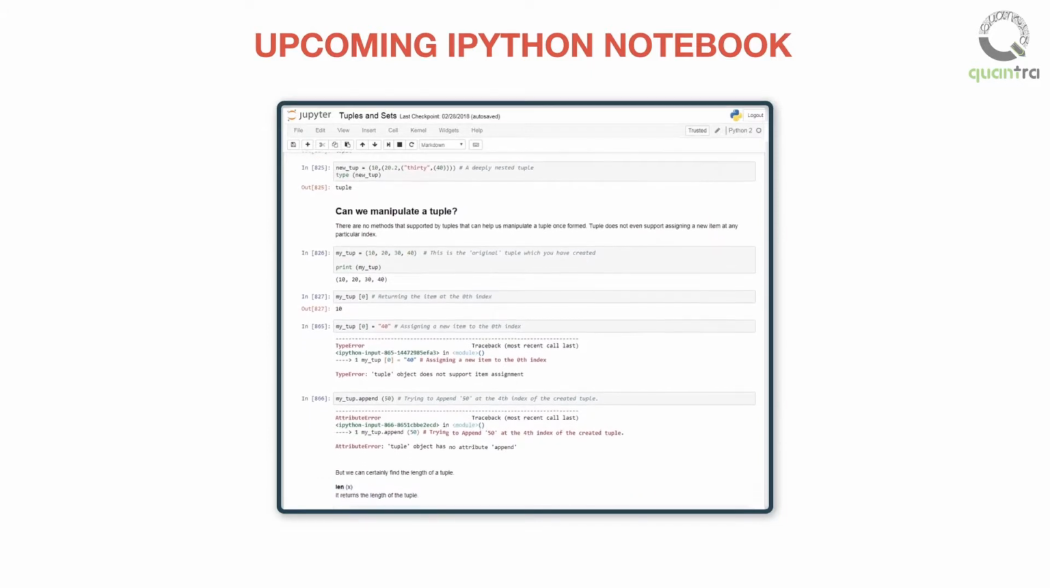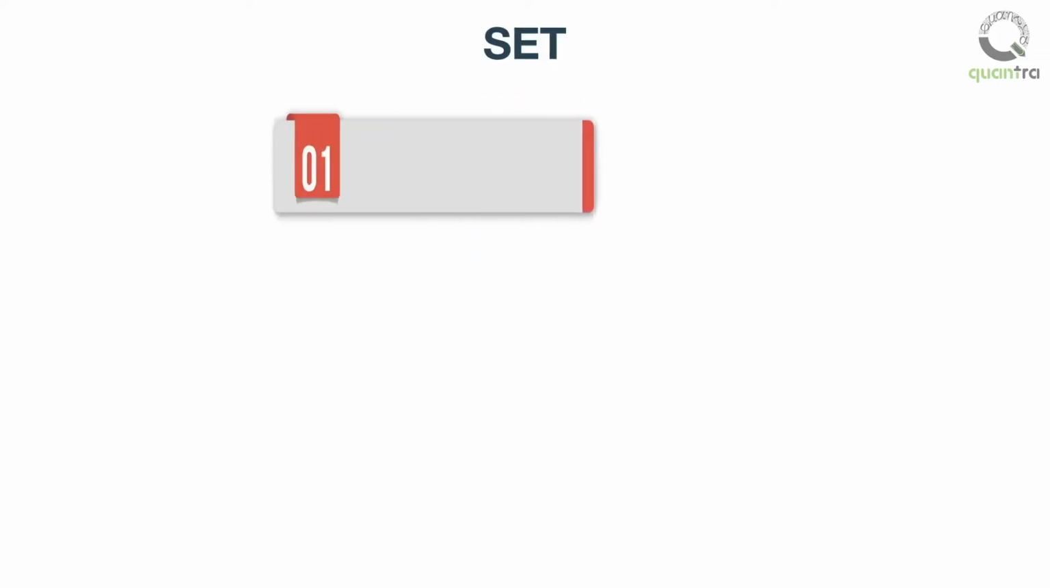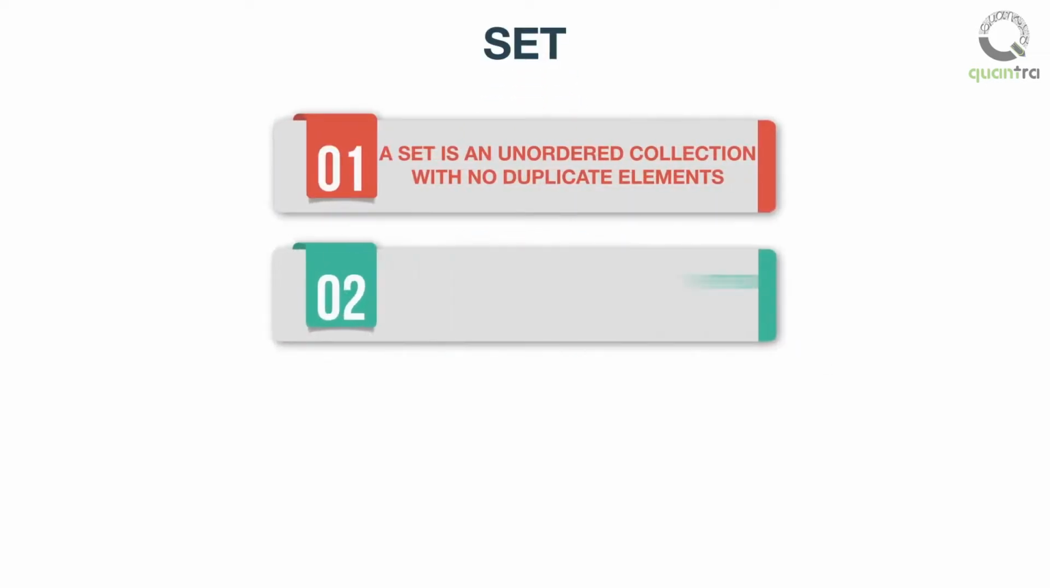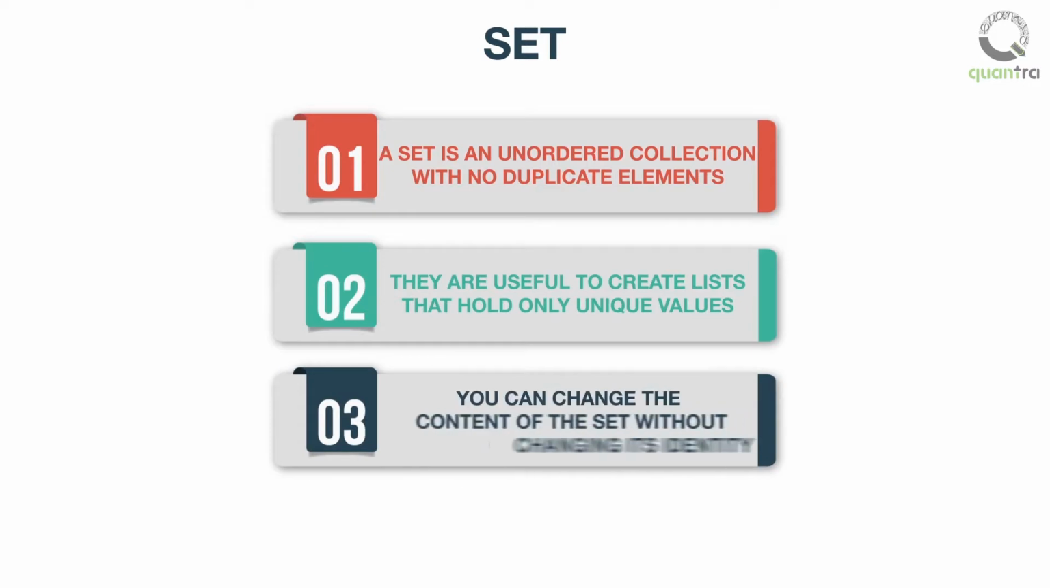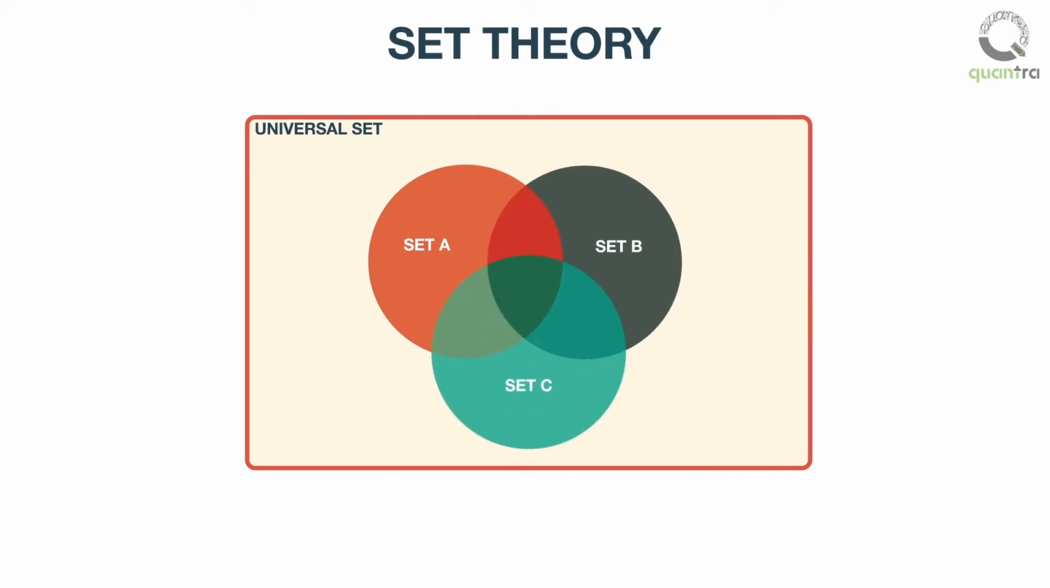This brings us to the next data structure in Python, known as a set. A set is an unordered collection with no duplicate elements. They are useful to create lists that hold only unique values, but a mutable one. That is, you can change the content of the set without changing its identity. Sets basically support the set theory of modern mathematics, put forward by the German mathematician Georg Cantor.